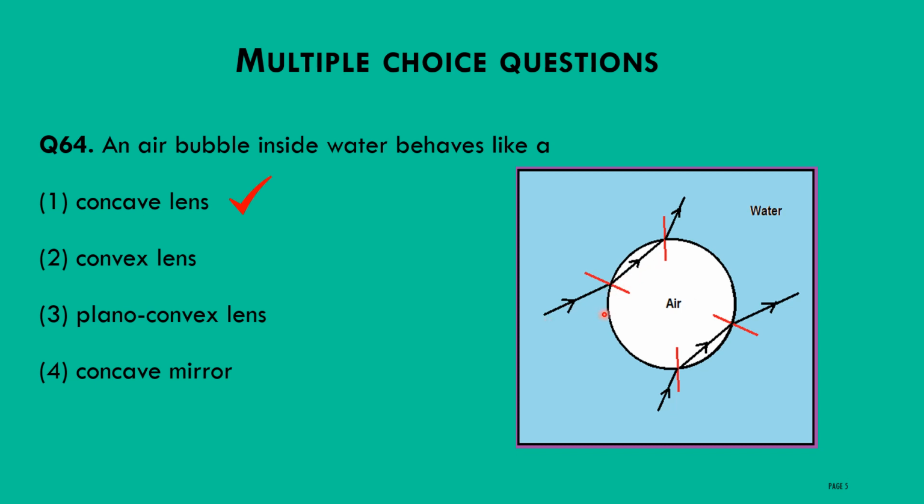Because there is a difference in refractive index. The refractive index of water is more than the refractive index of air. Therefore an air bubble inside the water behaves like a concave lens. One thing you have to remember: the refractive index of water is more than the refractive index of air. Therefore here you can observe multiple refraction. Because of this refraction, an air bubble inside the water behaves like a concave lens.